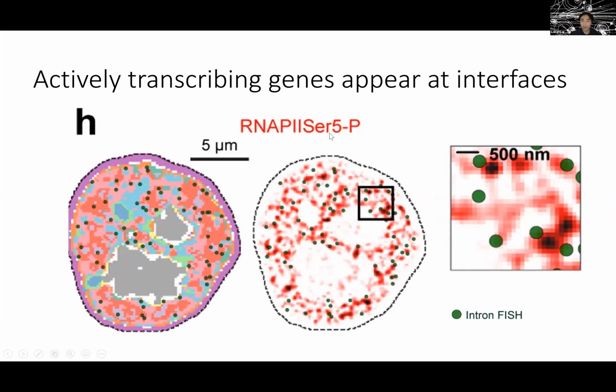And if you look at what the active RNA polymerase marks are, you zoom in, you see that the introns are actually living not on the inside of these RNA polymerase condensates, but actually on the edges of RNA polymerase. And this is actually very surprising. We don't know why this is. This is something to be looked into much further.